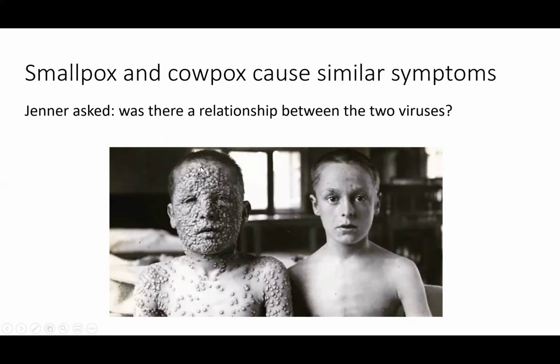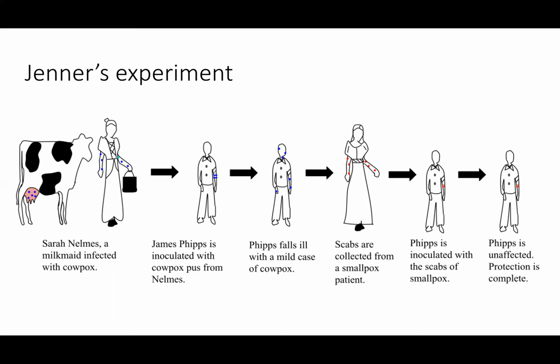So Jenner asked, based upon this high degree of similarity, as well as the fact that milkmaids never got smallpox, is there a relationship between these two viruses? And so he did a classic microbiology experiment where a microbiologist was doing something incredibly inappropriate. He took a milkmaid that was infected with cowpox, cut open the little pustules that formed on her, and then inoculated children with them. The children would then get the mild form of cowpox.